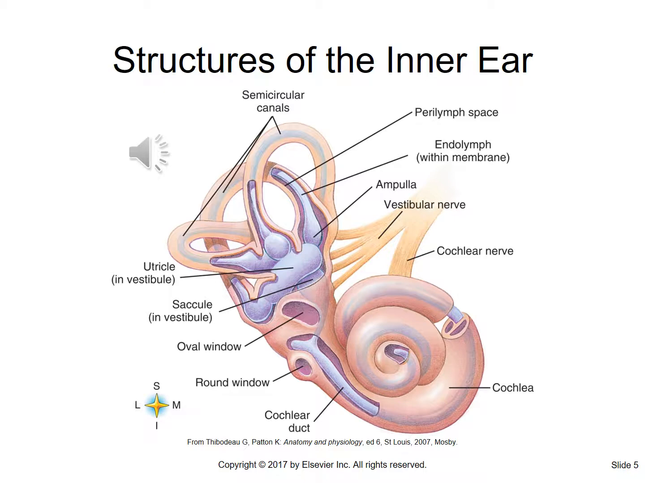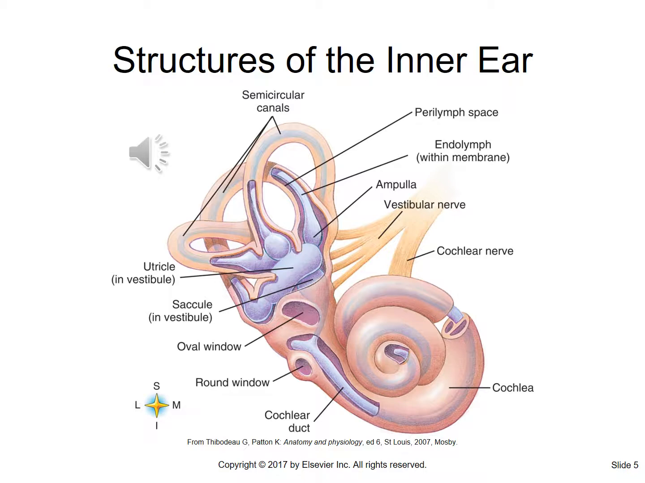Our semicircular canals are 3 fluid-filled bony channels, and they are responsible for maintaining our balance. Our vestibules, they are the central part of the bony labyrinth in the inner ear, and they also help with our equilibrium. The oval window is the membrane, which is a covered opening that leads from the middle ear to the vestibule of the inner ear.